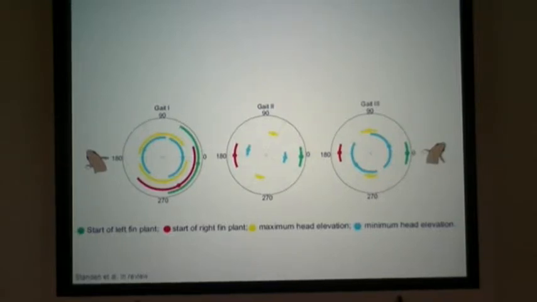And in fact, the kind of polar distribution that all those different variables have for Polypterus walking are nearly identical to those of salamanders walking. So here's a fish that can actually walk like a salamander.